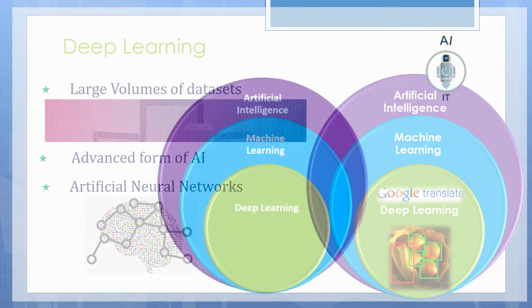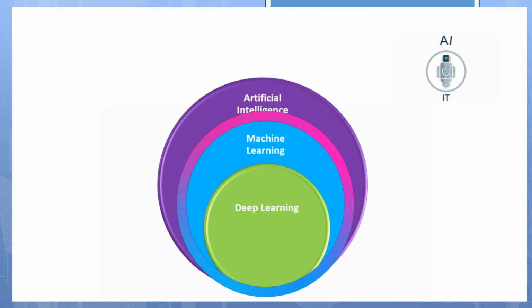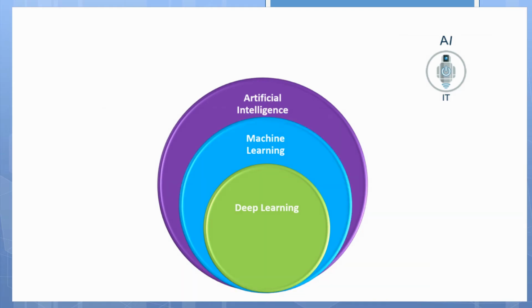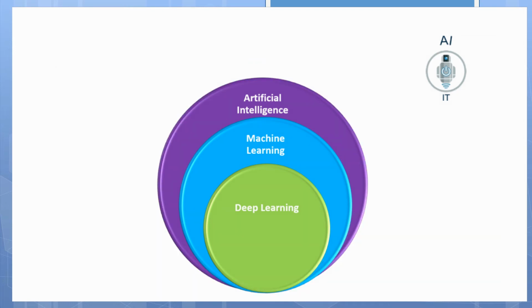If we compare artificial intelligence, machine learning, and deep learning, we understand that deep learning is the advanced form of artificial intelligence. Then comes machine learning, which is intermediately intelligent. And then comes AI, which covers all concepts and algorithms. So in some way or the other, it mimics human intelligence.